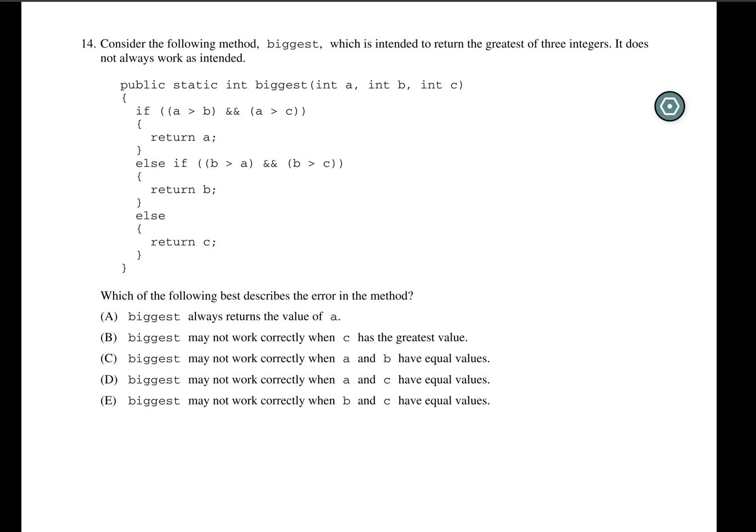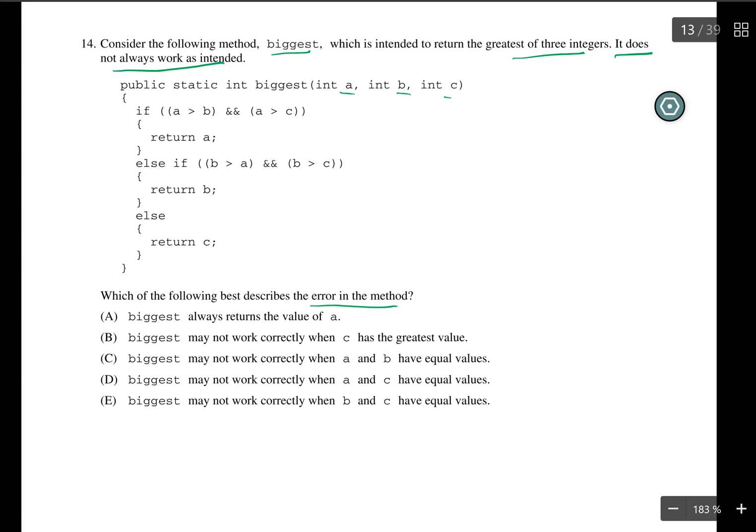Question number 14. Consider the following method biggest, which is intended to return the greatest of three integers. It does not always work as intended. Which of the following best describes the error in the method? So let's see what's happening in there.